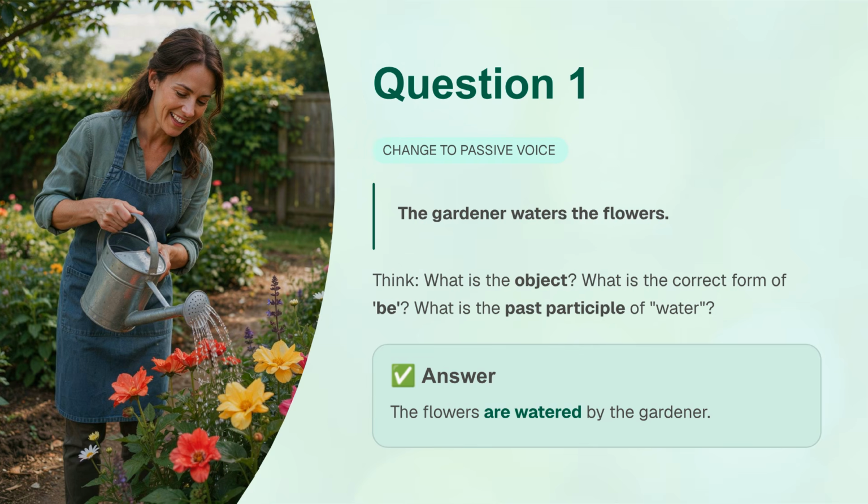Change this sentence to the passive voice. The gardener waters the flowers. Think about it. What is the object? What is the correct form of be? What is the past participle of water? The answer is, the flowers are watered by the gardener.